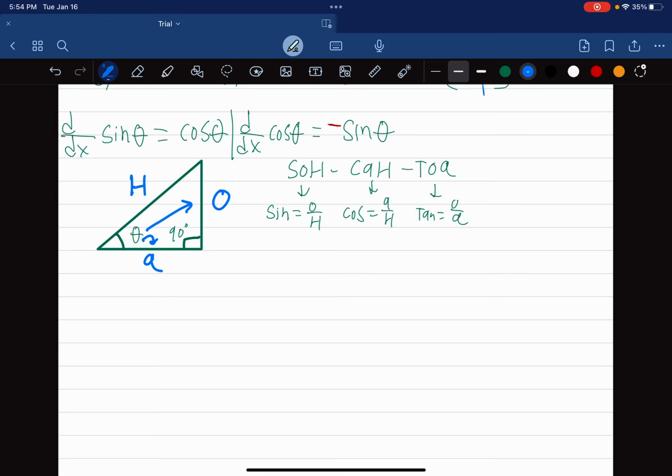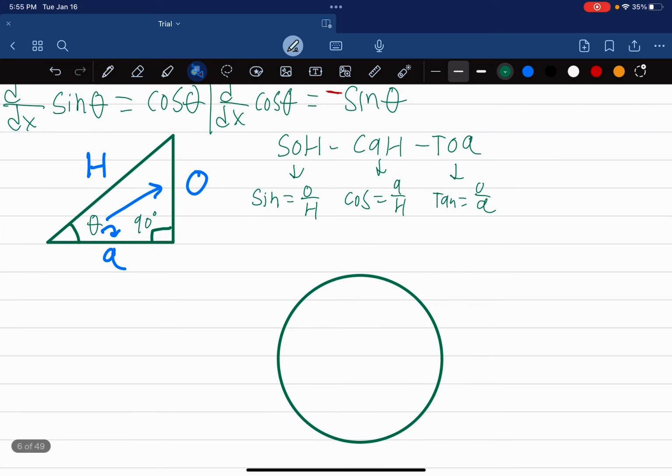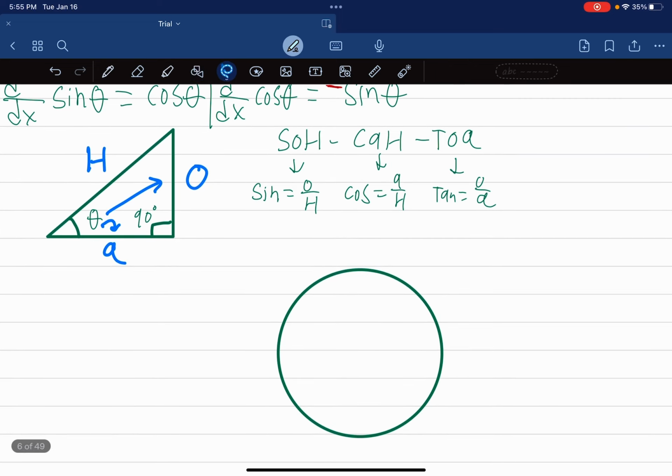But it's helpful to remember where SOHCAHTOA comes from. It comes from the unit circle, right? So you have your unit circle. Let's see if I can make that a bigger circle.